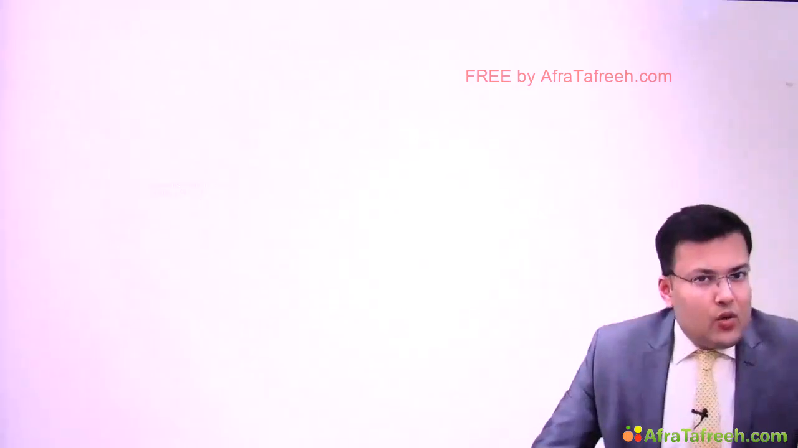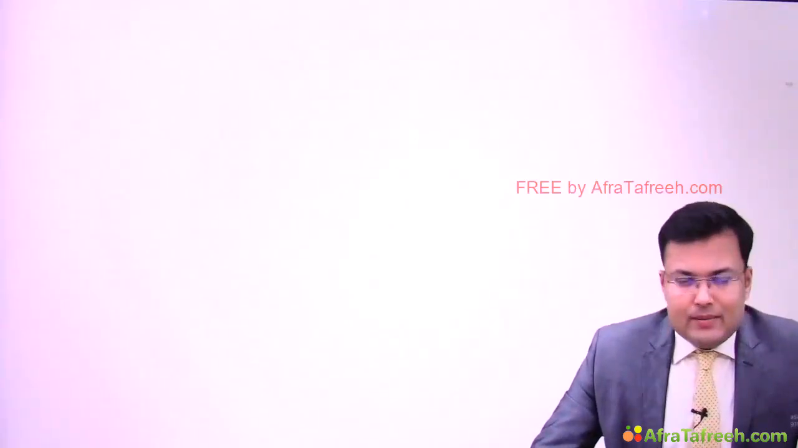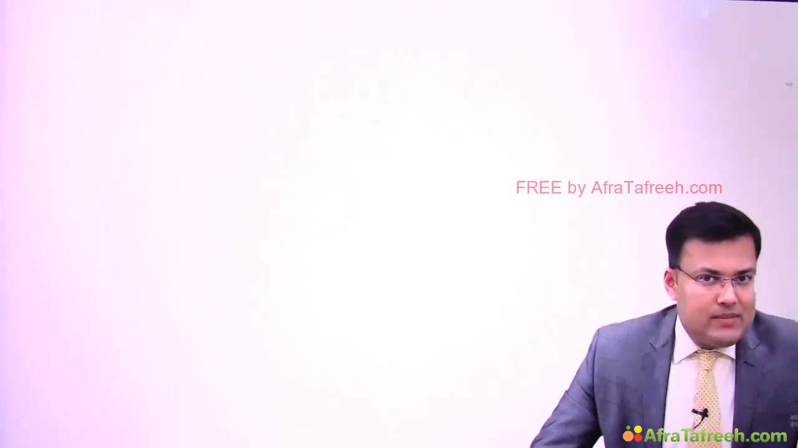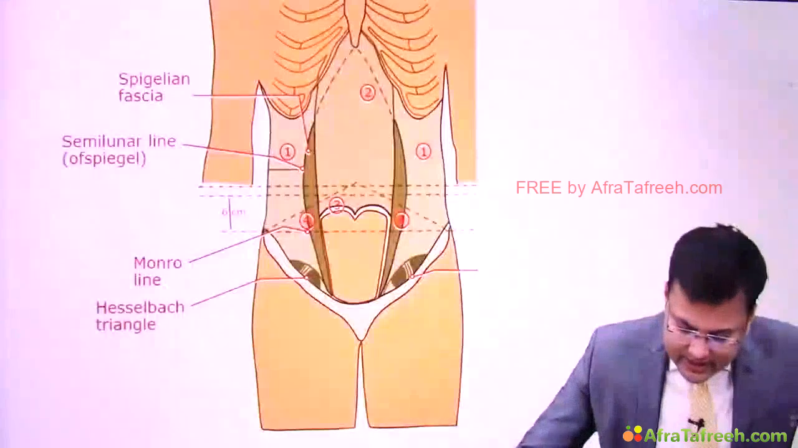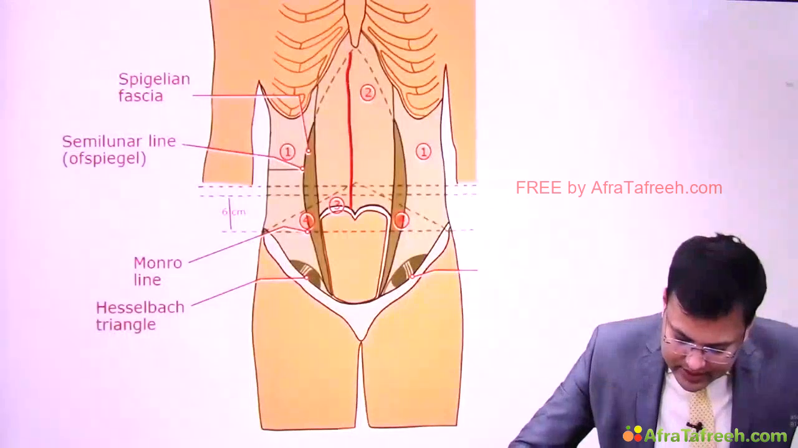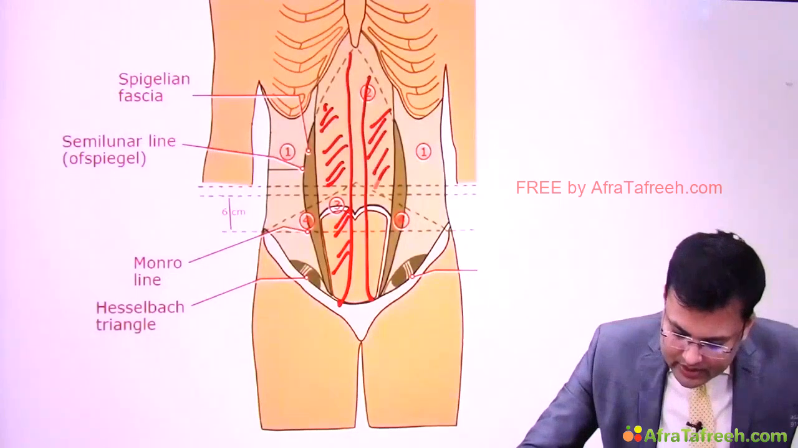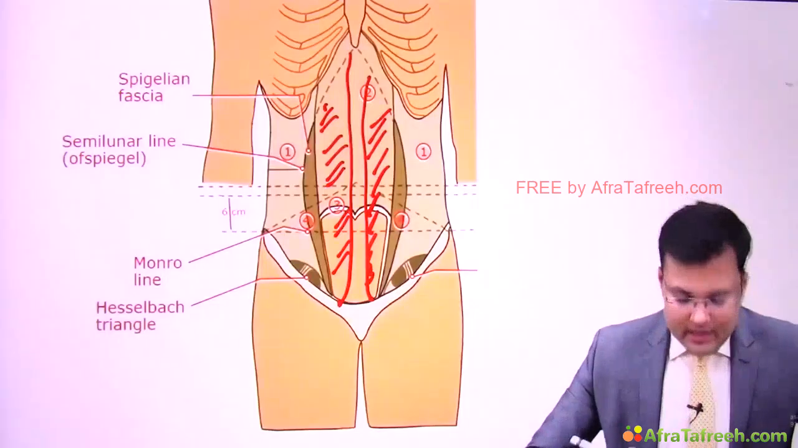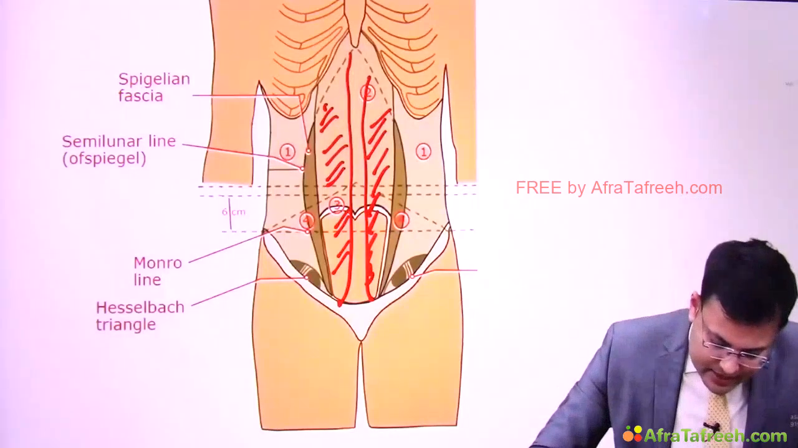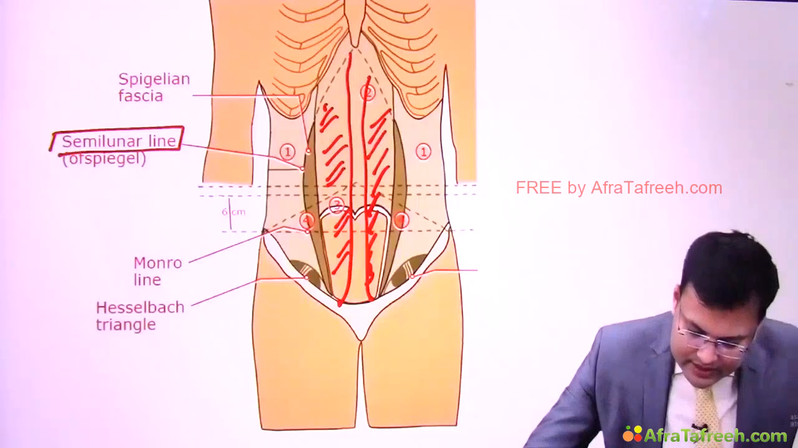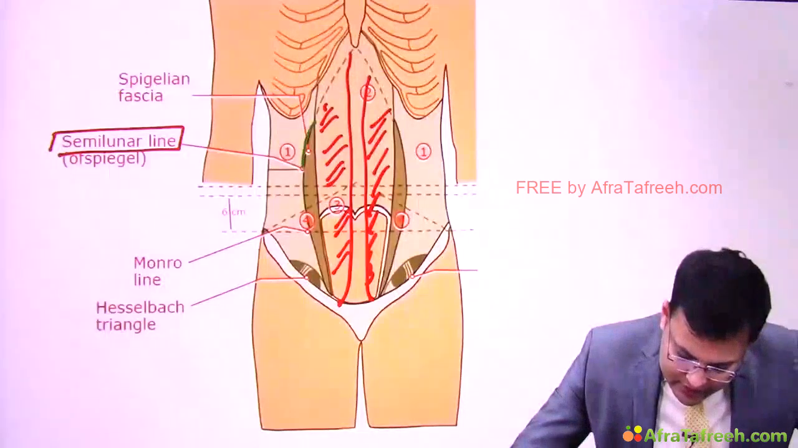Okay. Now see what is the exact location of spigelian fascia. And what is spigelian fascia? So if you see this diagram, you can notice that what is the name of this muscle? Yes, the name of this muscle is rectus abdominis. Clear? So this is rectus abdominis muscle. Now you can see there is semilunar line. So here you can see this is the semilunar line.